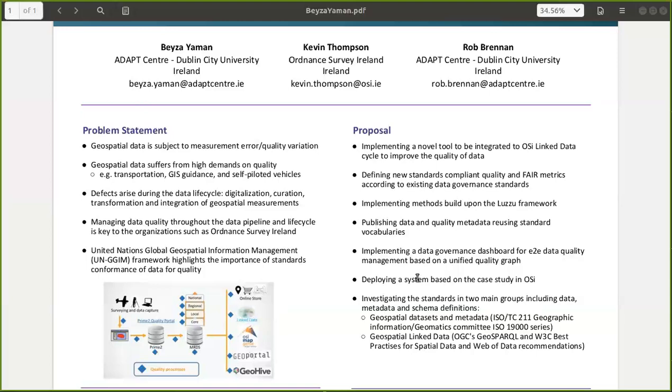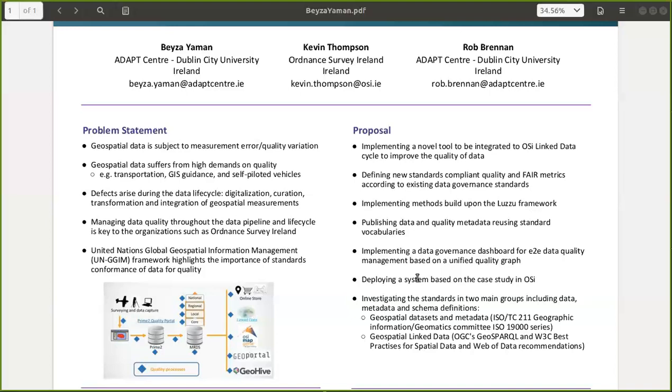In order to achieve this, the data quality standards were investigated in two main groups: geospatial datasets and metadata for traditional data, included in the ISO 19 series, and geospatial link data, which are published in the OGC's GeoSPARQL document, and W3C best practices for spatial data and web of data recommendations, including data, metadata, and schema definitions.